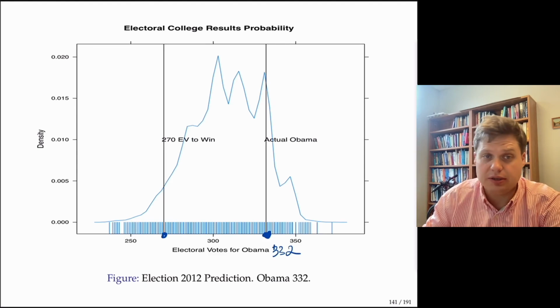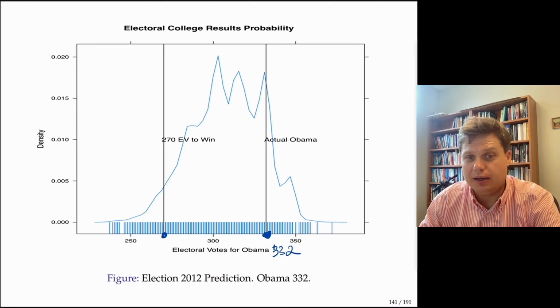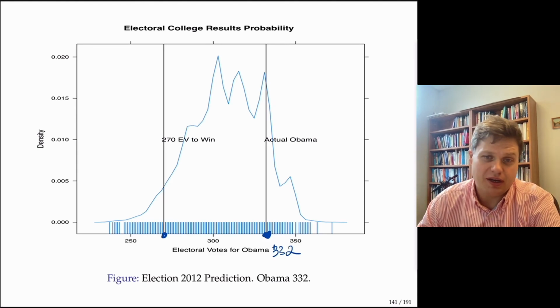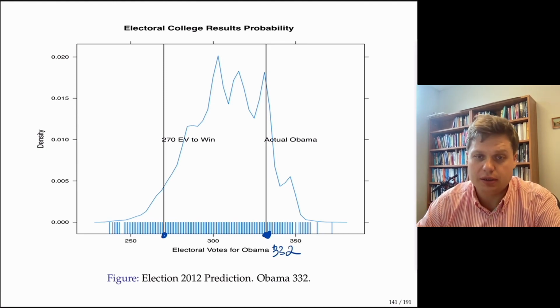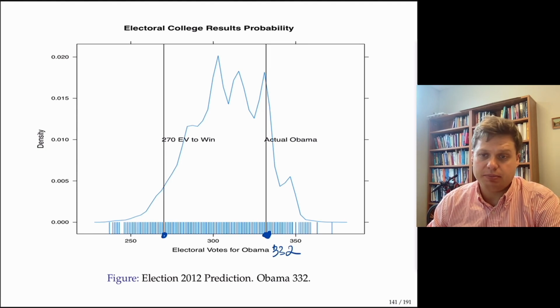So essentially, this is our version of how Nate Silver does those types of predictions, by pooling or shrinking the results from multiple polling stations.